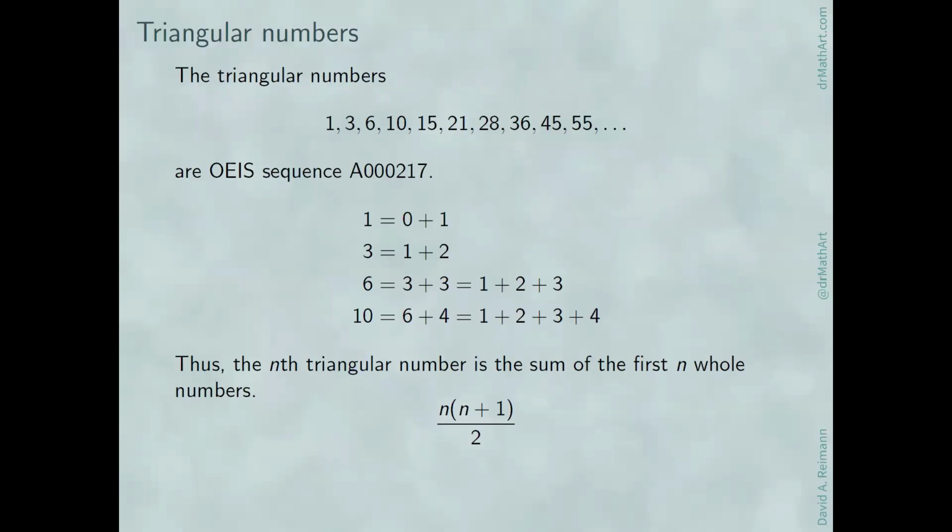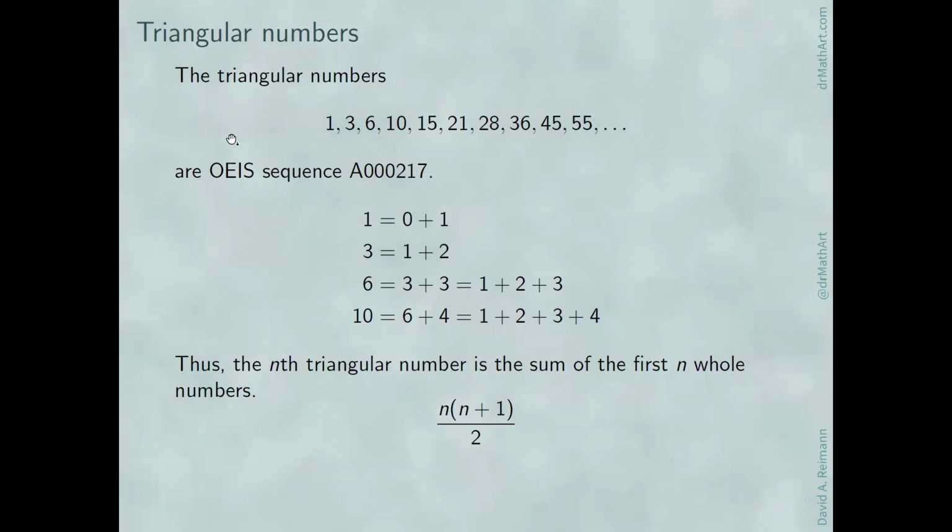So this sequence of numbers that we can arrive at in this way are called the triangular numbers. And these follow this sequence: 1, 3, 6, 10, 15, 21, 28, 36, and so on.